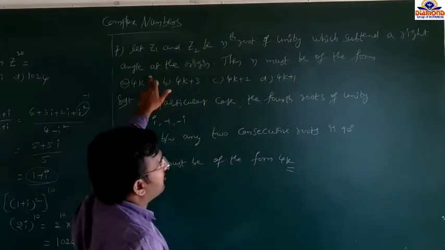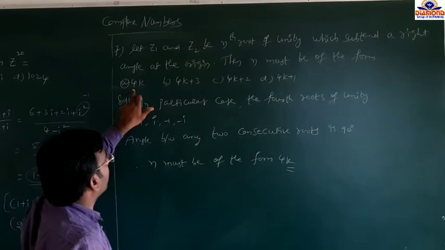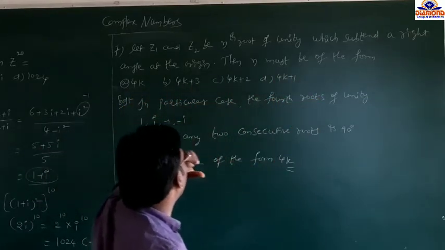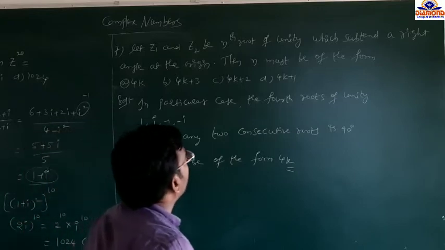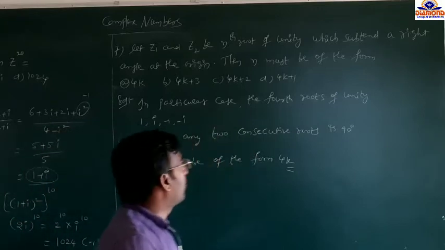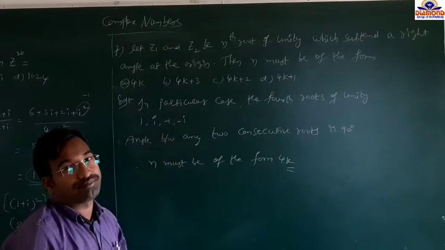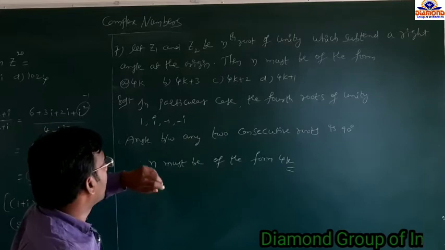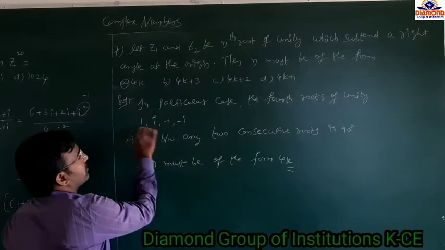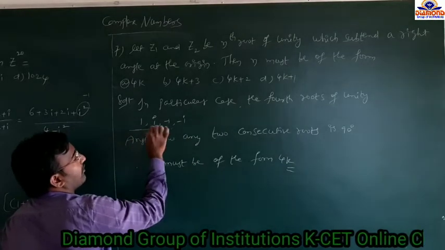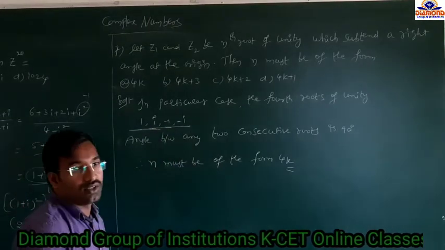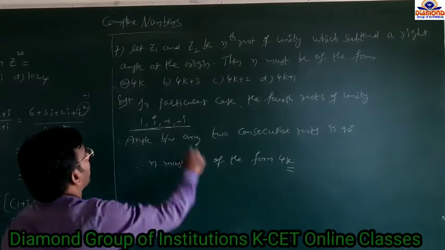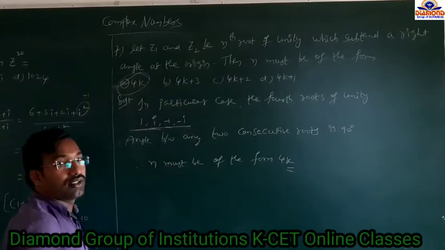Next, let z1 and z2 be nth roots of unity which subtend a right angle at the origin. Then n must be of the form: option A 4k, option B 4k plus 3, option C 4k plus 2, option D 4k plus 1. So in the particular case, the fourth roots of unity are 1, i, minus 1, minus i. The angle between any two consecutive roots is 90 degrees. That's why n must be in the form of 4k only. So option is A.